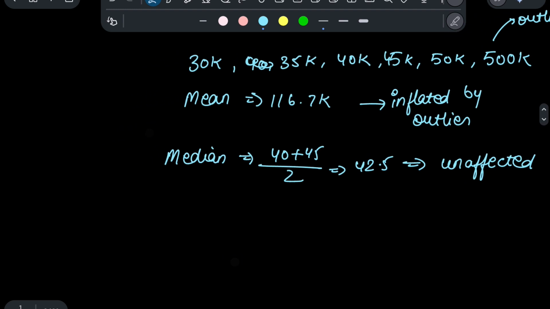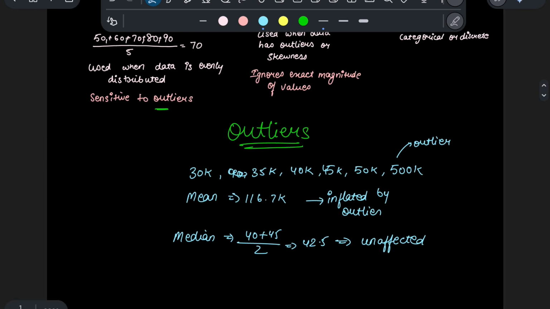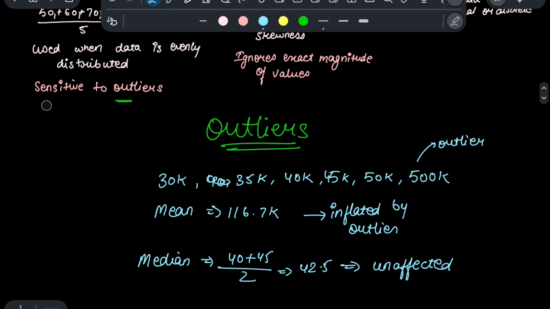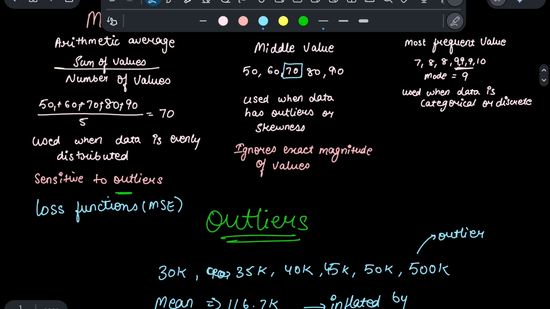Now, where do the mean, median, mode, and outliers appear in machine learning? The mean is used for calculating averages, centering the data, and in loss functions, basically the MSE. The median is a robust measure in skewed data, for example income prediction. And the mode is useful for categorical features, like most common classes.